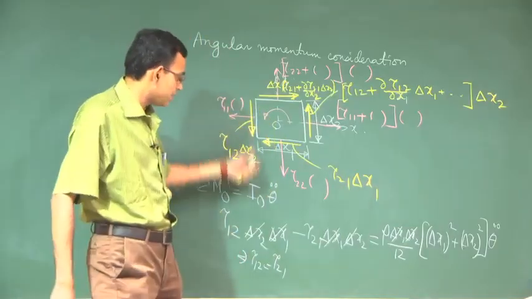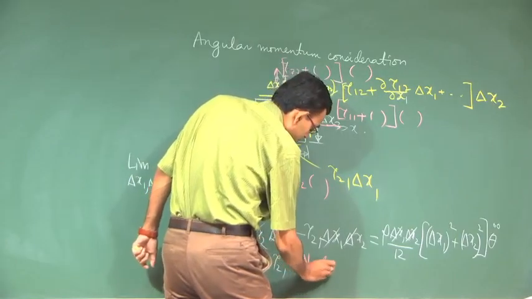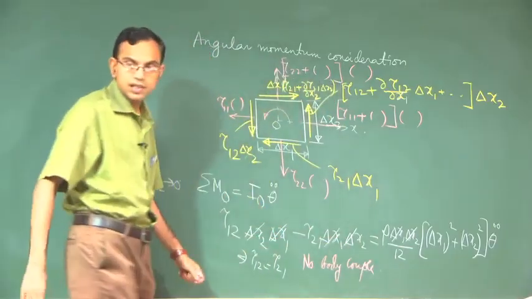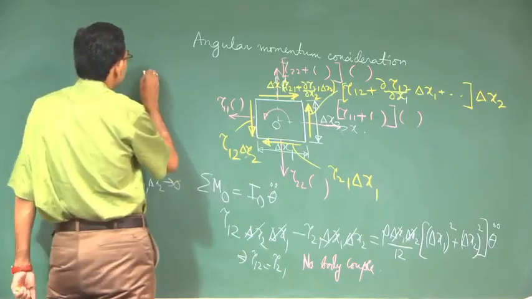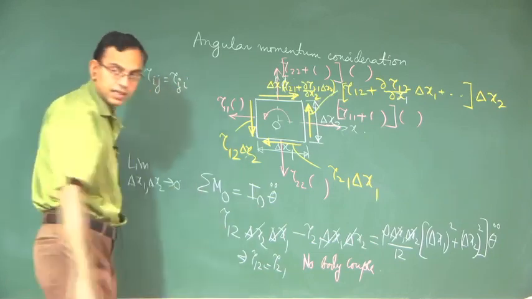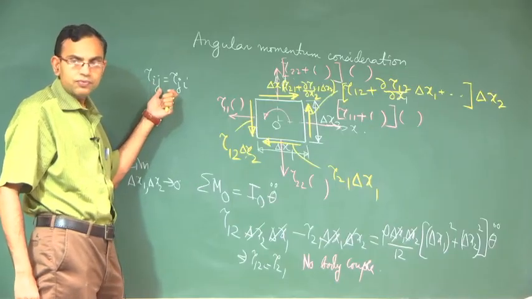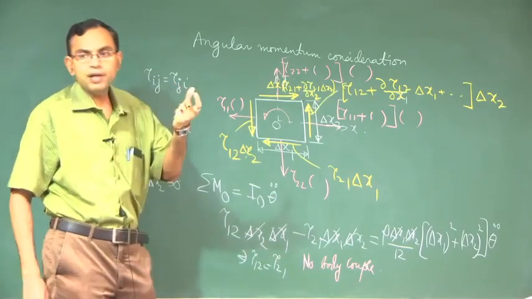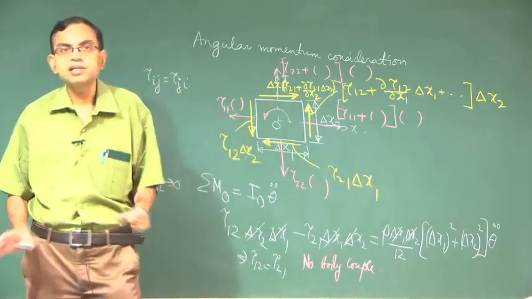So, a big assumption behind this is there is no body couple. If there is a body couple, then this symmetry of the stress tensor gets broken. So, to summarize, from this we can write that if there is no body couple, you will have tau ij is equal to tau ji, just generalizing this. There were 9 components of tau ij, but because of this symmetry, 3 are dependent on each other. So, you will have 6 independent components of the stress tensor.